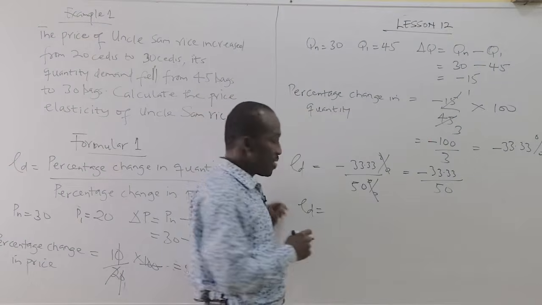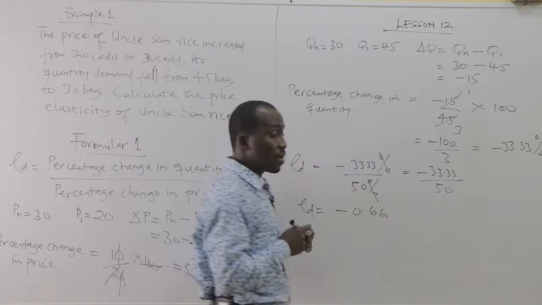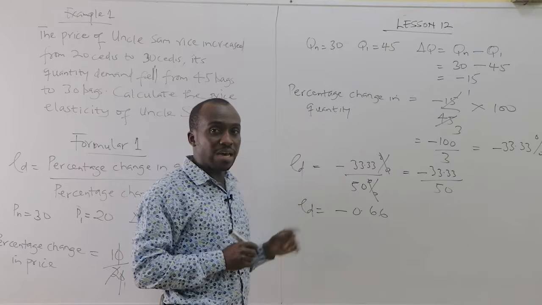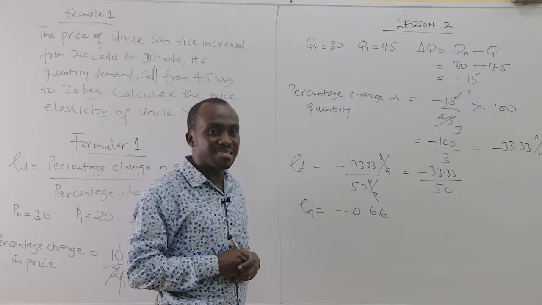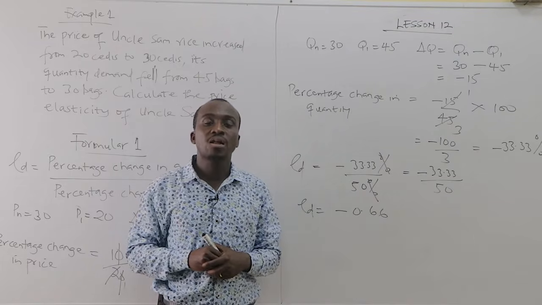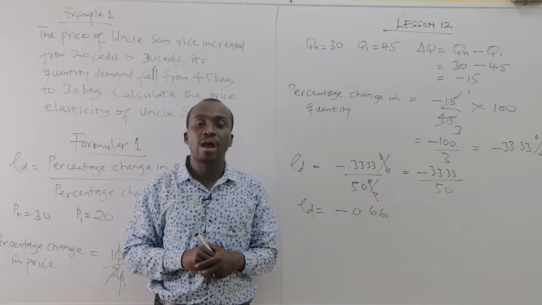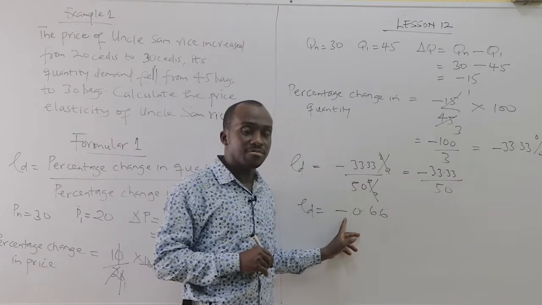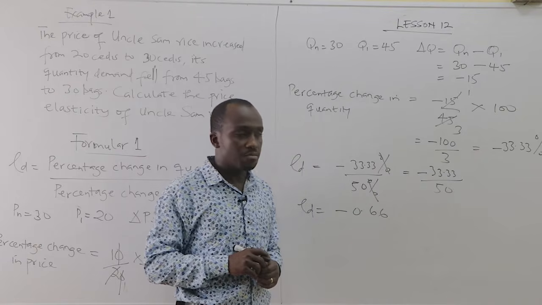So if you divide it, you're going to get 0.666. Right? And let me say that anytime you do price elasticity of demand, you're going to get a negative figure. Why? Because the relation between price and quantity demanded is negative. If price goes up, demand will fall. If price goes down, demand will rise. And therefore, the elasticity of demand is always what? Negative. Right? So anytime you calculate price elasticity of demand, your answer should be negative.